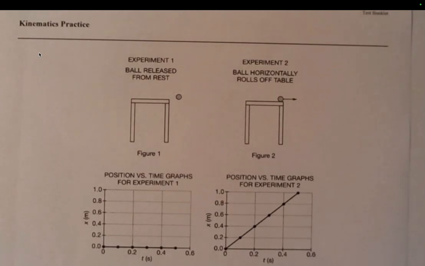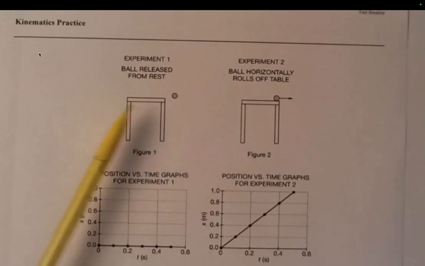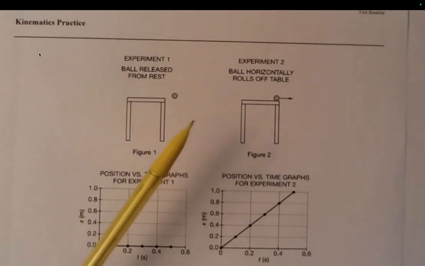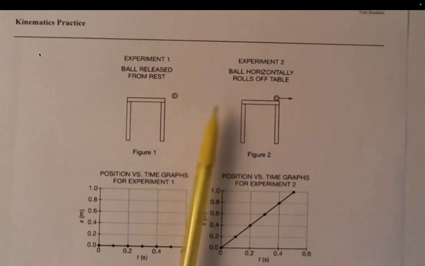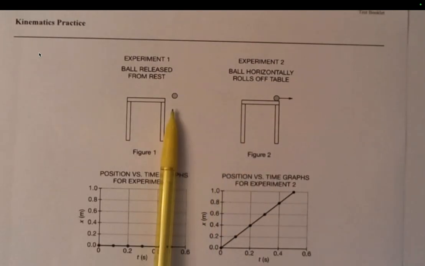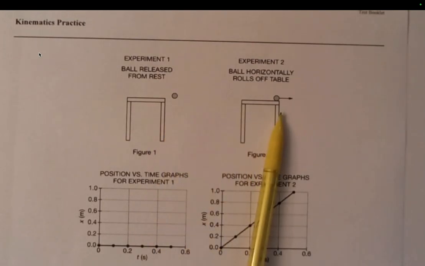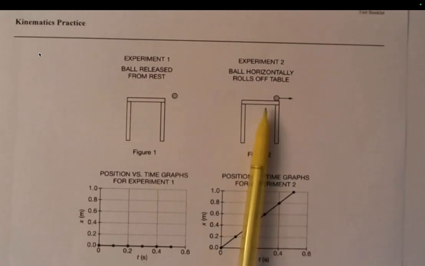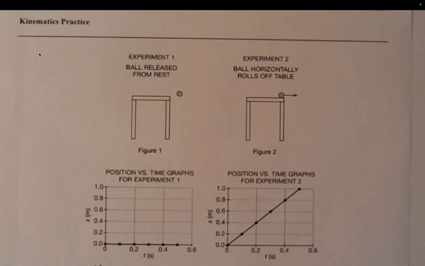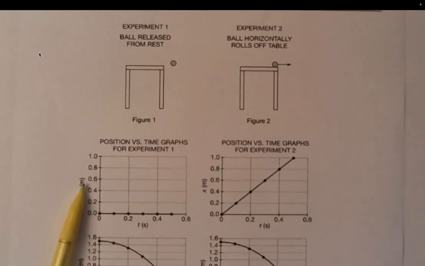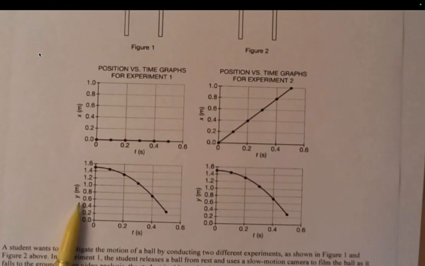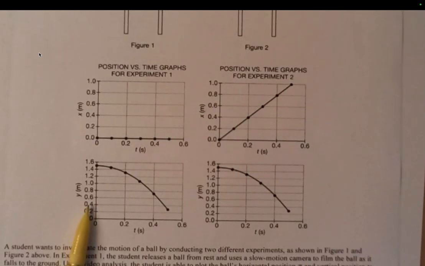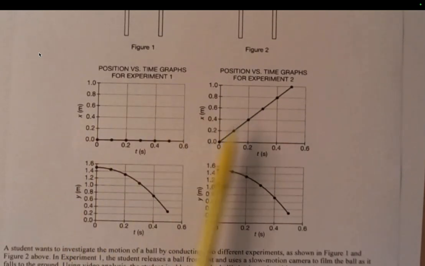All right, class. In this question here, we have experiment 1 and experiment 2, where we have a ball that, in experiment 1, is released from rest. In experiment 2, it's horizontally rolling off the table. And so we have this position versus time graph given in experiment 1, experiment 2, and the vertical position versus time. So we have a horizontal and a vertical.